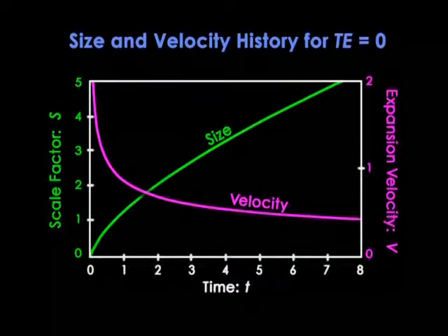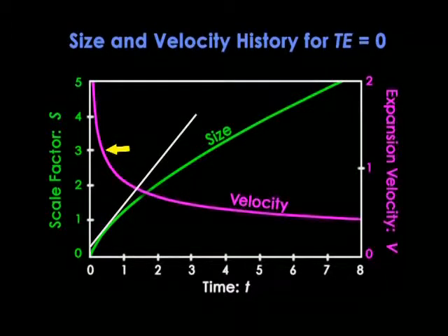Notice the x-axis is now time. The purple line goes with the right-hand y-axis and shows the rock's velocity. It drops as time passes, as you'd expect. The green line goes with the left-hand y-axis and shows the rock's size. It increases as time passes, again, just as you'd expect. These are the curves we're after. They show the sphere's size and expansion speed over time. It's the expansion history.